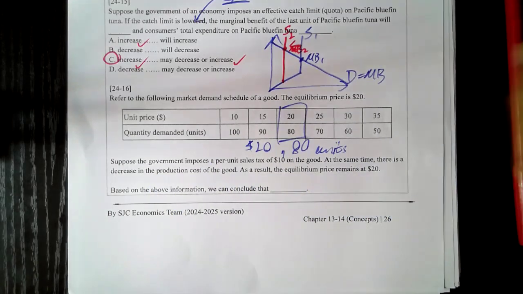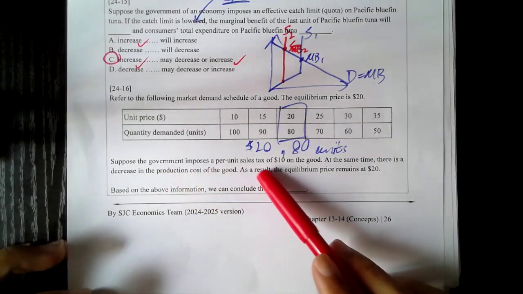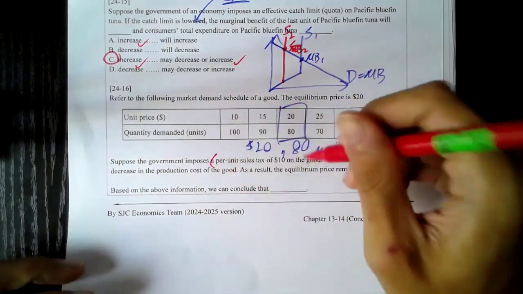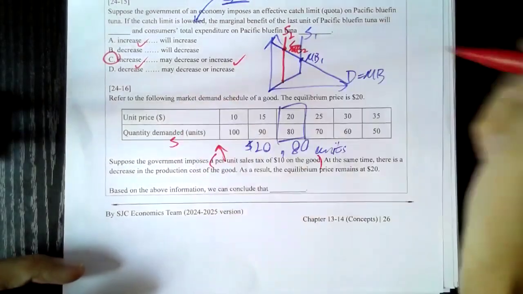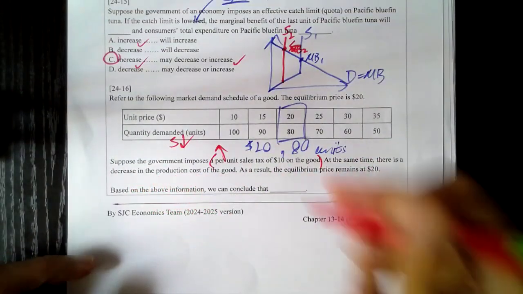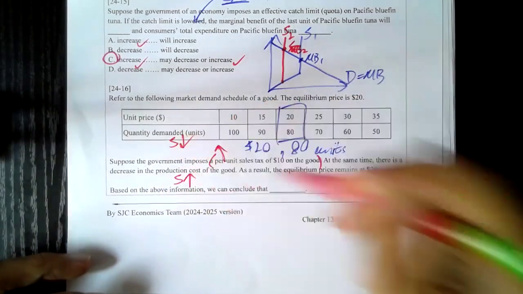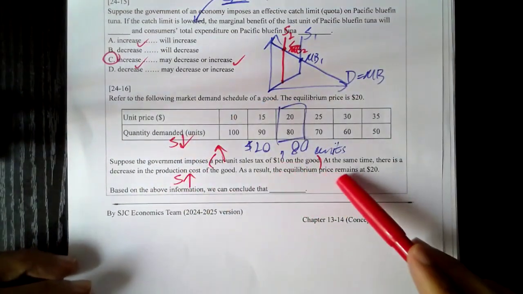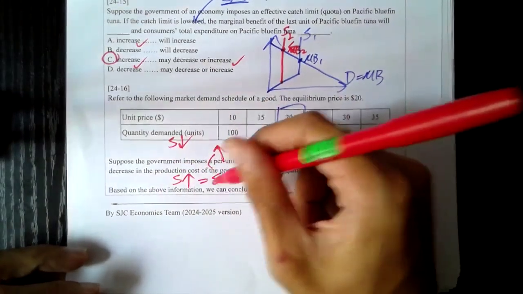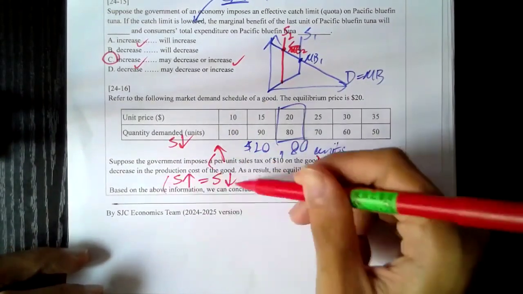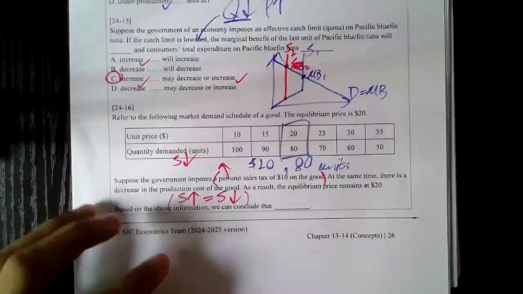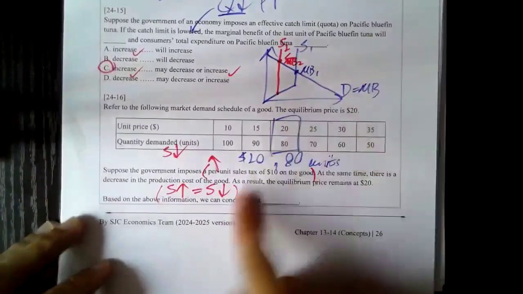Now, what does that mean? It means that here, $10 per unit tax on the good. What does that mean? This means that supply will drop. But at the same time, there is a decrease in production cost. Therefore, supply will increase. Result is that it remains at $20. What does that mean? It means that it should be exactly the same, right? The degree of shift is exactly the same. It should be the same, okay?